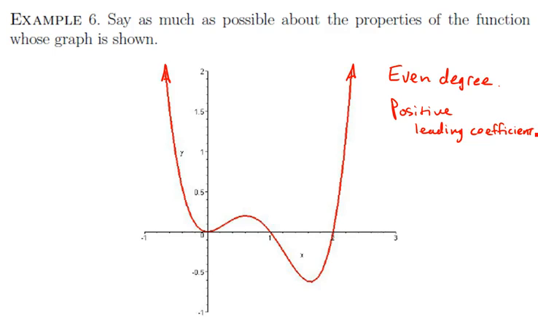Now the next thing that we may look at is these sort of maximums and minimums that show up there. There's a local minimum here, a local maximum here, and a local minimum there. So if I picture traveling along the curve, that's 1, 2, 3 turning points.